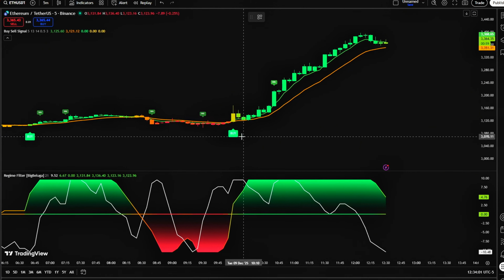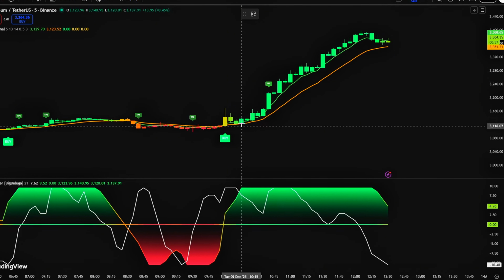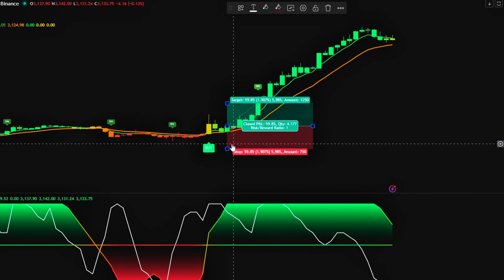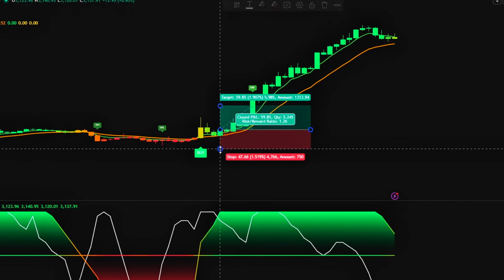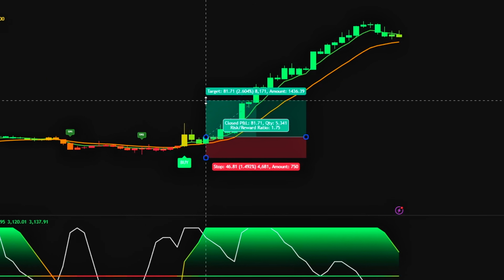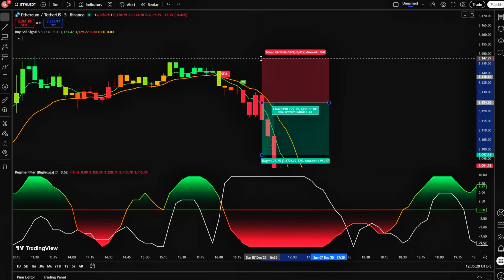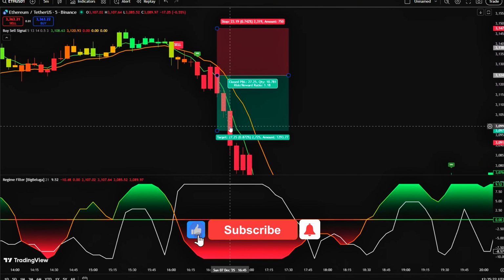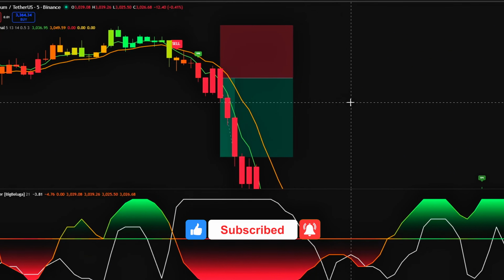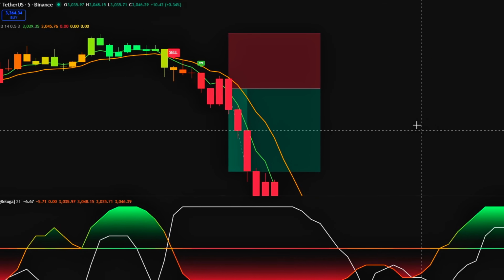The regime filter and buy-sell signal setup is extremely effective because it removes noise, it avoids counter-trend trades, it identifies high-probability entries, and it keeps your trading clean and structured. If you're tired of random indicators and confusing setups, this combination is one of the best places to start.